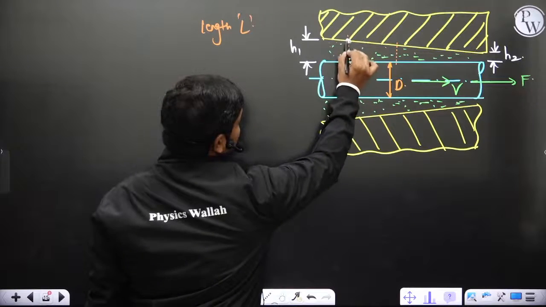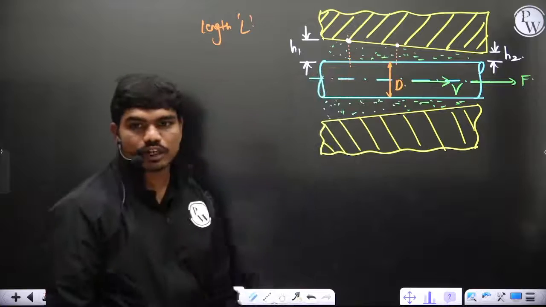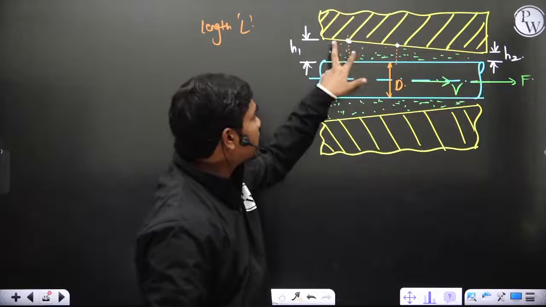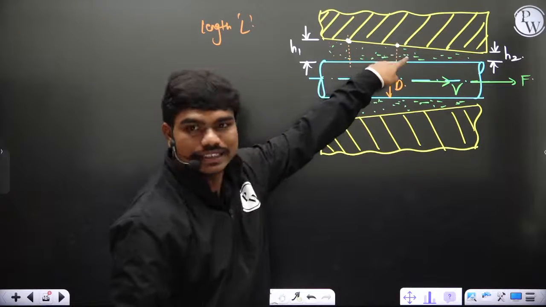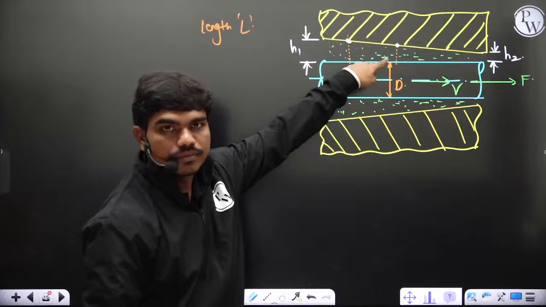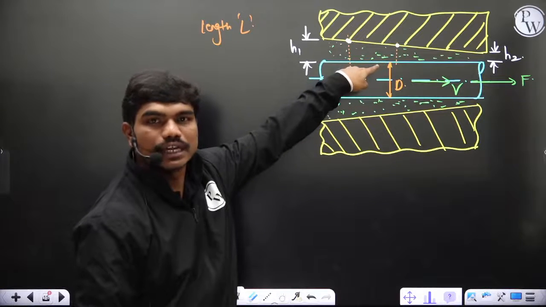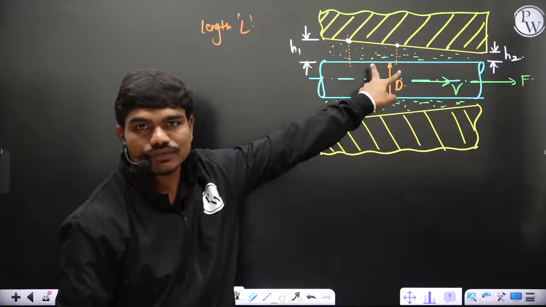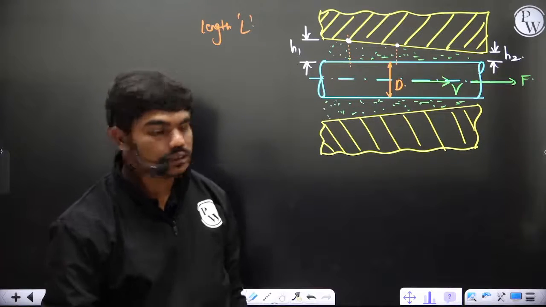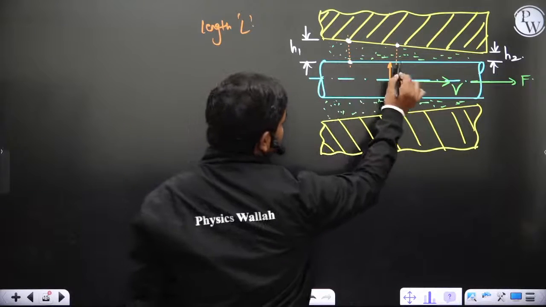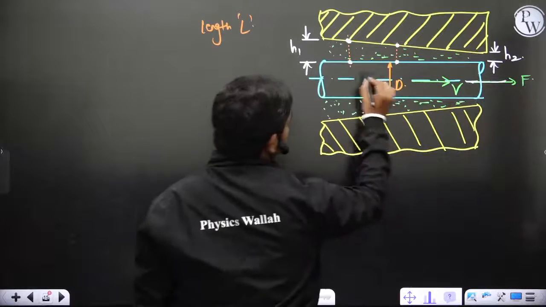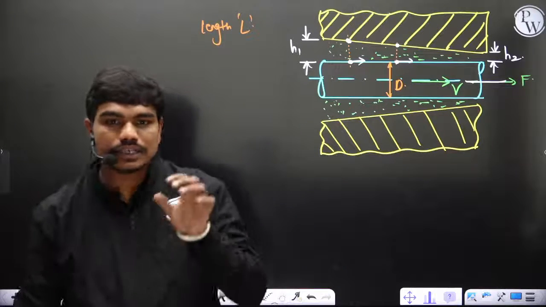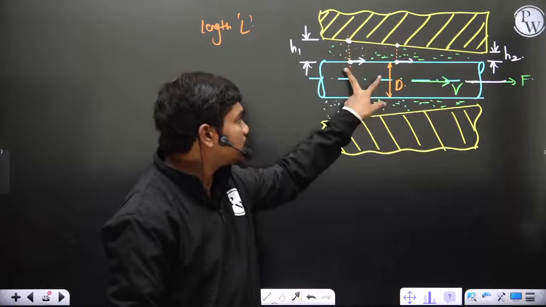Clearly at these two points the velocity is 0. Yes or no? Because the sleeve will not move, the sleeve is fixed. So the velocity at this point and also at this point will be the same. Correct? Come on guys, please type in the chat box. If these two are fixed points, they have the same velocity, V equal to 0. But here also the velocity is the same, because if the shaft is moving with velocity V, then these two points also have the same velocity V. That means these two points have 0 velocity, and these two points have V velocity.